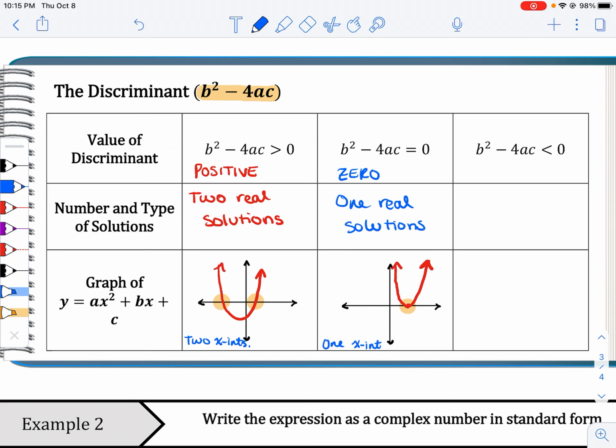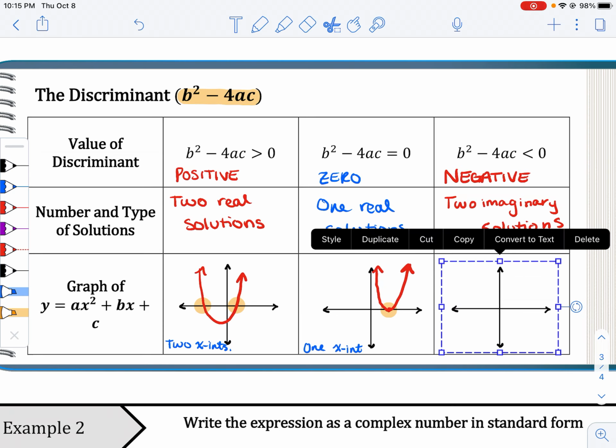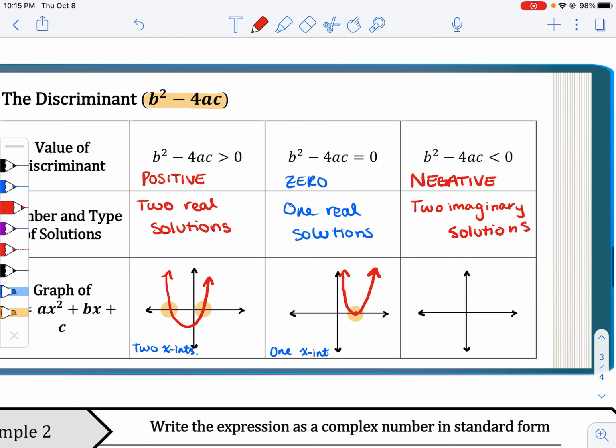So this has one x-intercept. And then maybe you guessed it, but if b squared minus 4ac is less than 0, so if it's negative, that means you have two imaginary solutions. So this is where you had that complex number, you had an i that you had to pull out. And this graph never actually crossed the x-axis, right? So maybe it did something like that, just kind of hovers above it. So you have no x-intercepts.